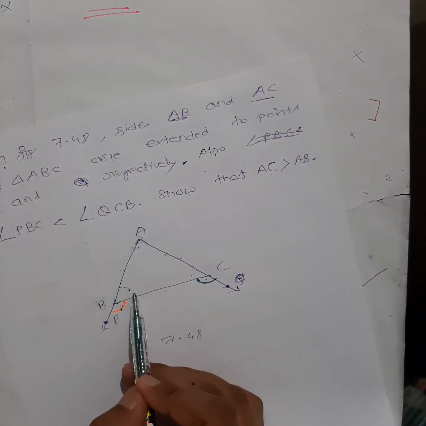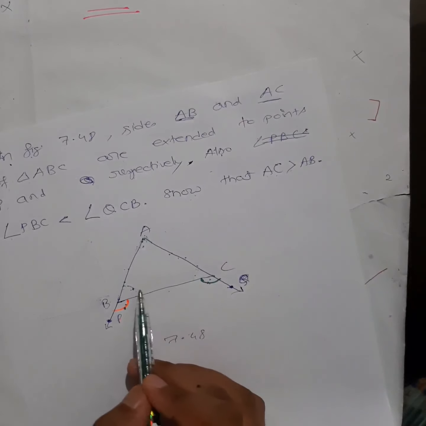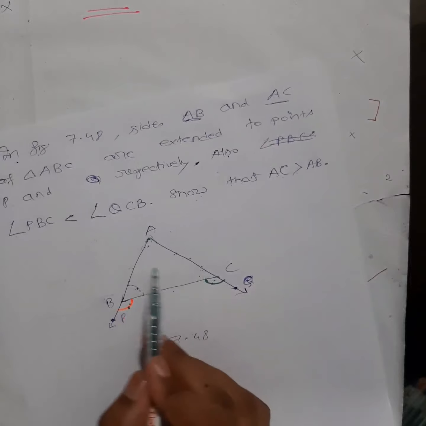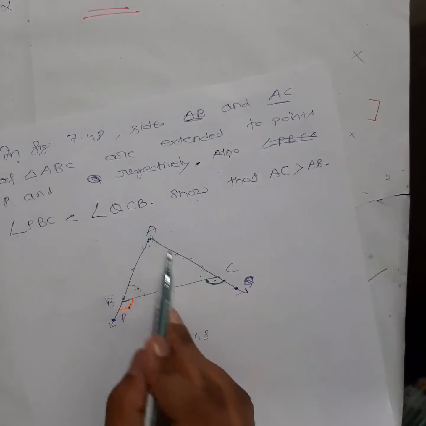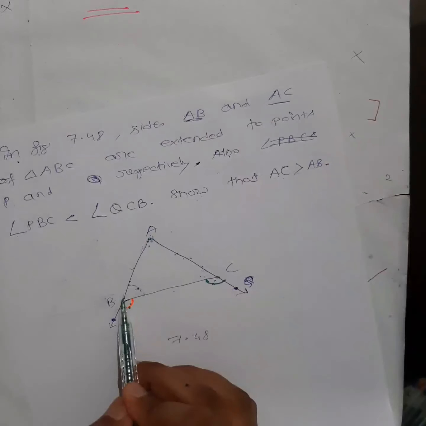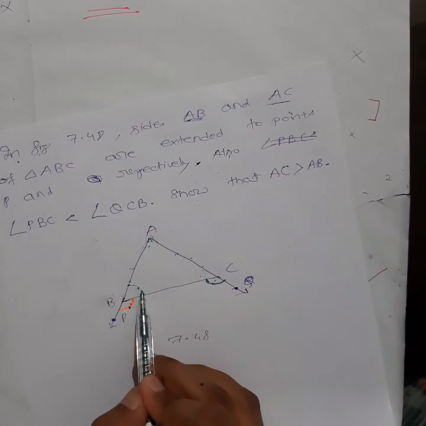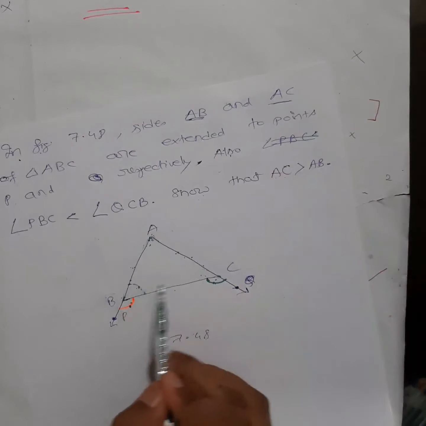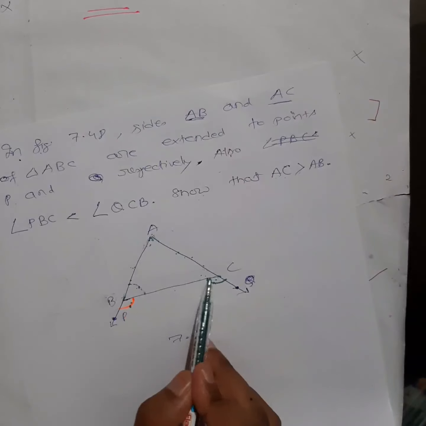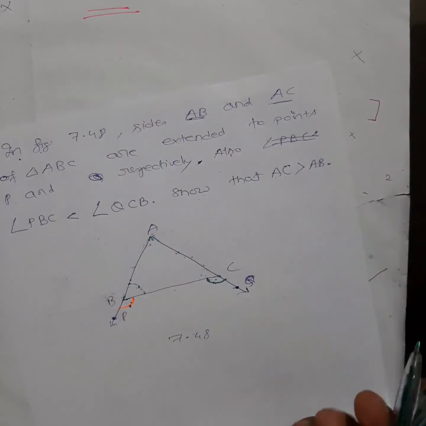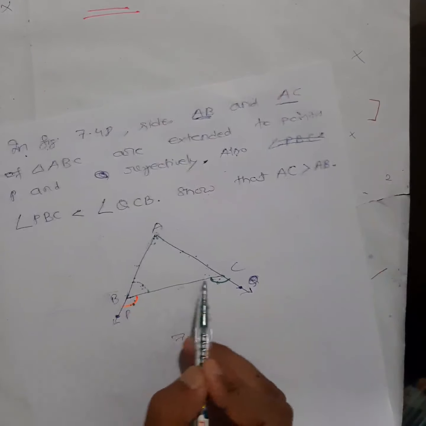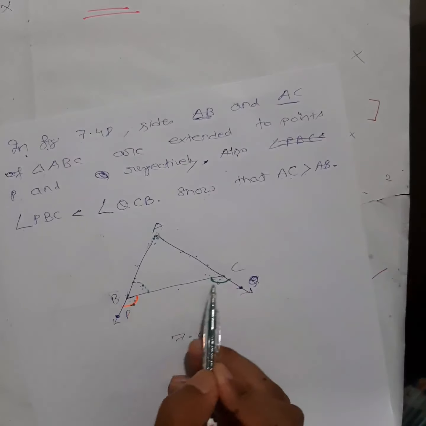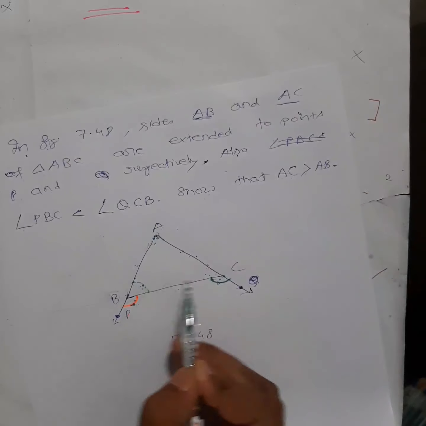So if I can show this angle is bigger than this one, then obviously the side opposite to this will be bigger than this side, right? So to show AC greater than AB, I will show this angle, that is ABC, is greater than ACB. And how will I show this? With the help of these two angles. Can you see? This is a linear angle, this is a linear angle. So I will take help of these two and find out that this is greater than this one.